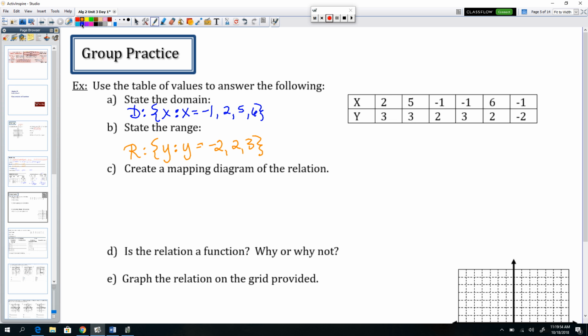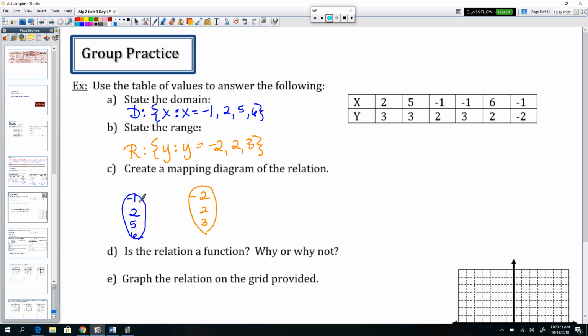For a mapping diagram, I would list my values in one bubble for my inputs. And then I would have a bubble for the output values, -2, 2, and 3. I usually put my values and then draw a bubble around because I always make my bubbles too small. And then I'm going to indicate how these relate to each other. Okay, I would map them. I would map the inputs to the outputs.